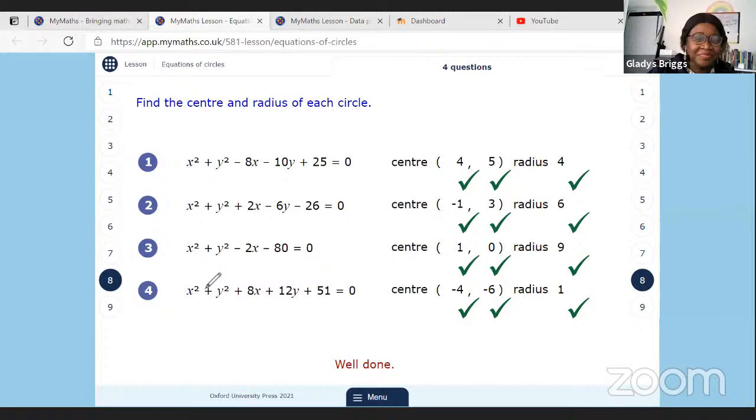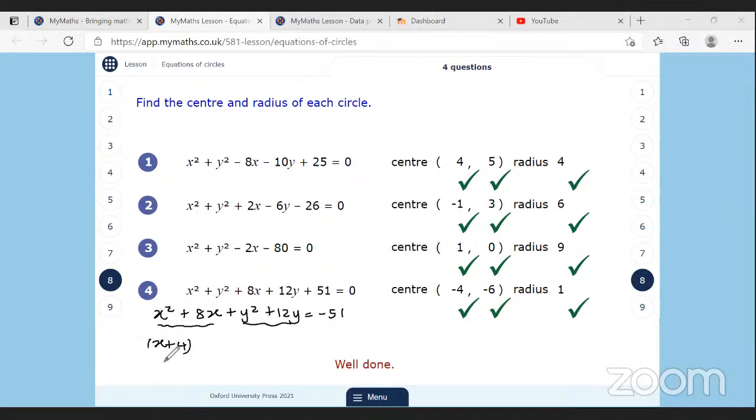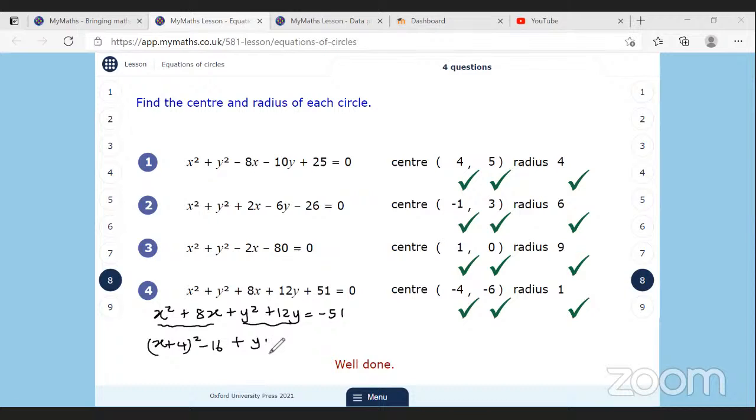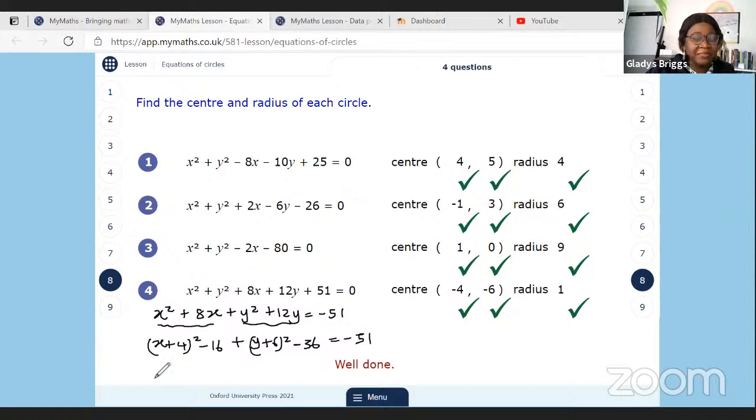So here, if we collect the terms, you have x squared plus 8x, and then plus y squared plus 12y. I'm going to push this one to the other side: minus 51 equals minus 51. Then it's (x plus 4) squared minus 16, plus (y plus 6) squared minus 36, equals negative 51, yeah?